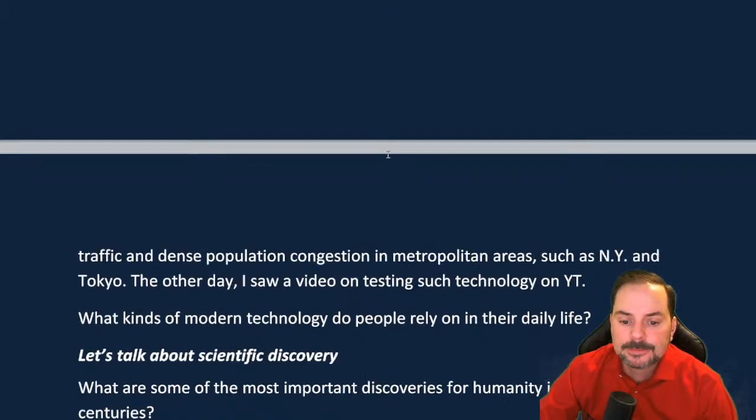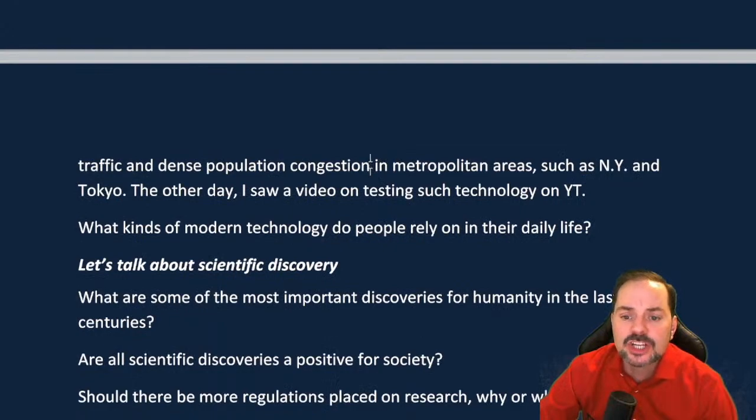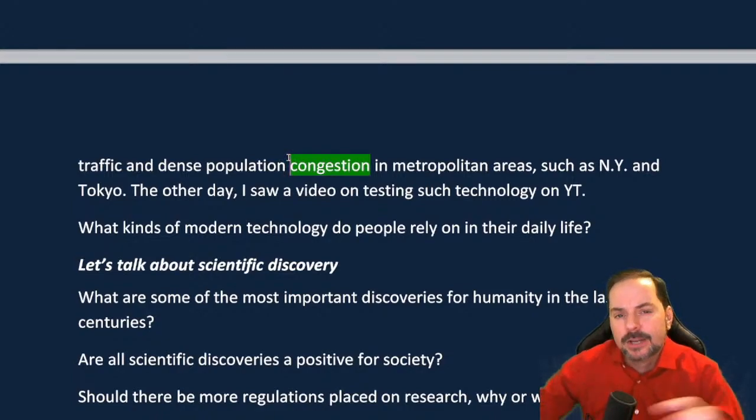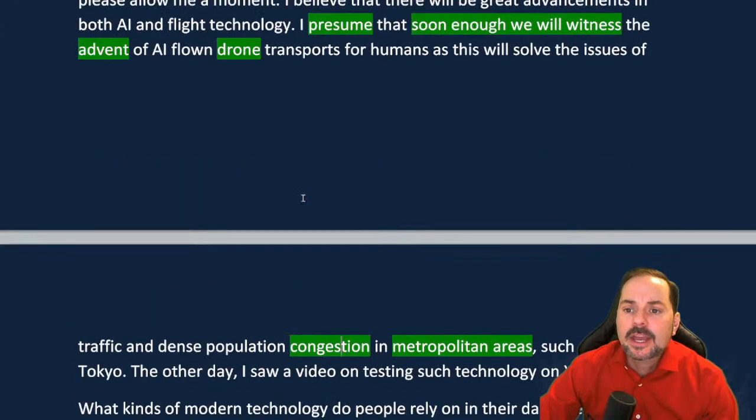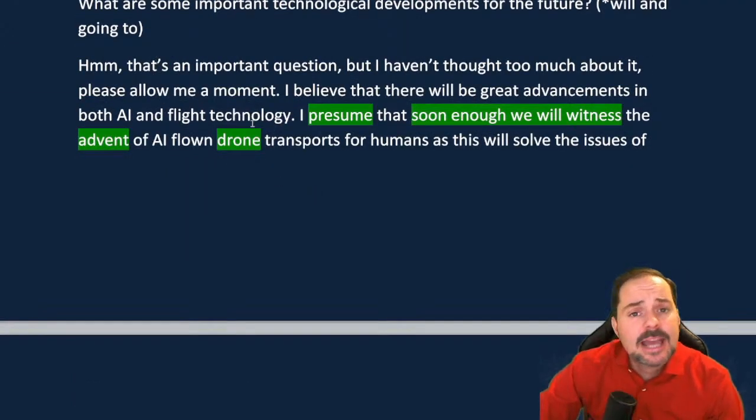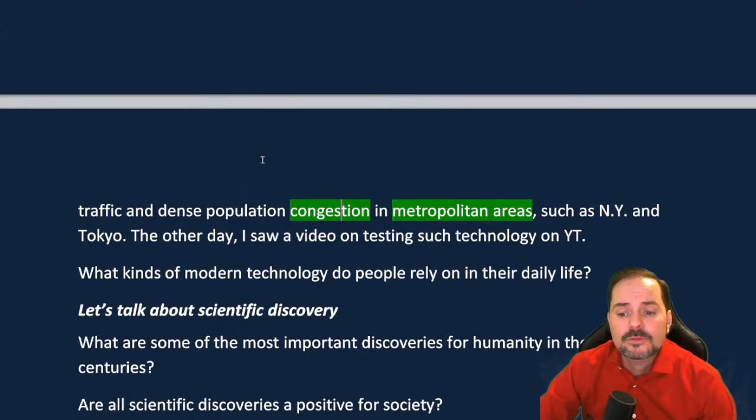Okay, congestion. Congestion is where we're not able to move around because there are too many cars or people all kind of squeezed into one space, okay? Collocation, metropolitan areas, right? Okay, so the examiner will catch the use of such words and phrases, and that will help you to improve your lexical resource score, okay?